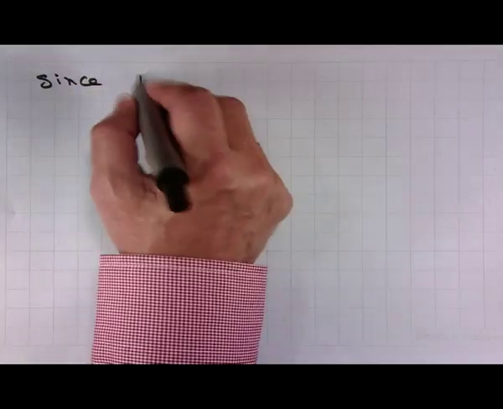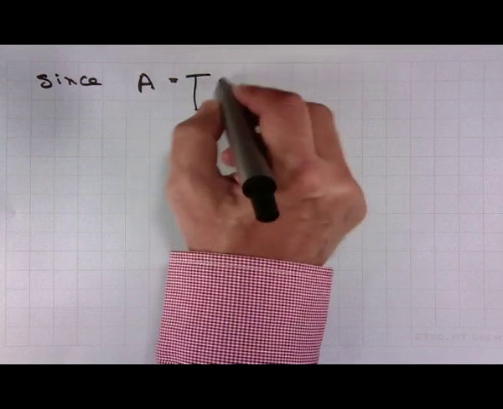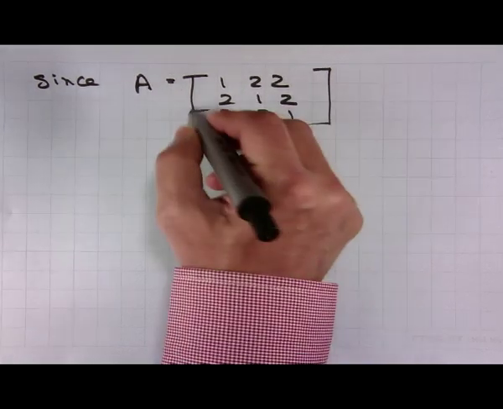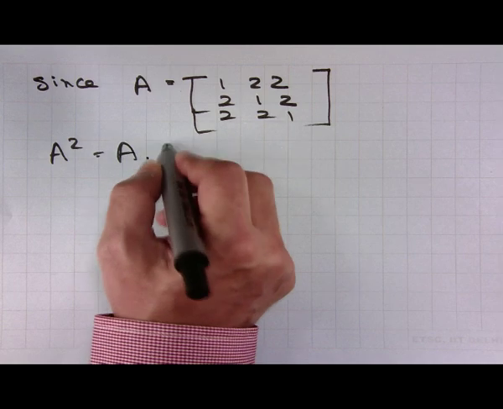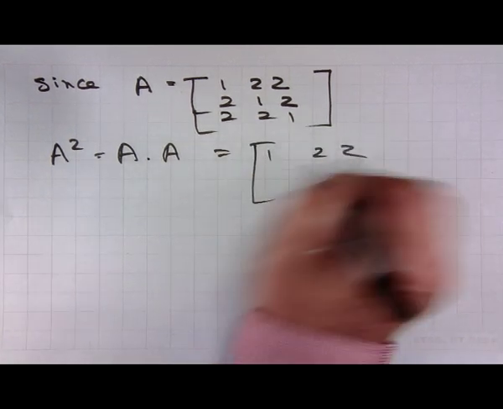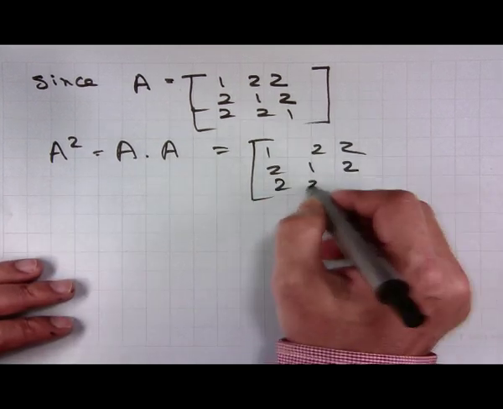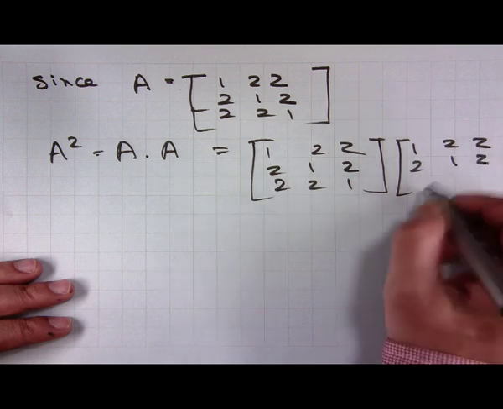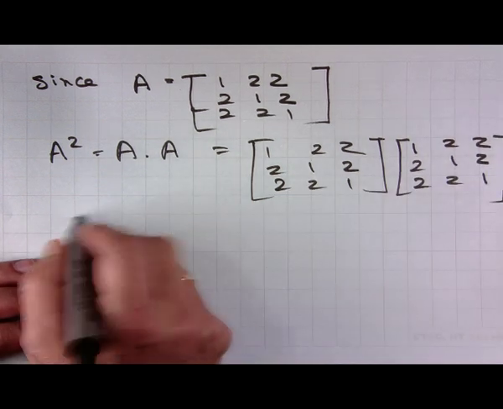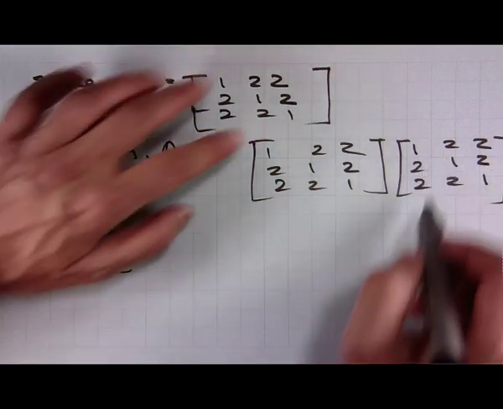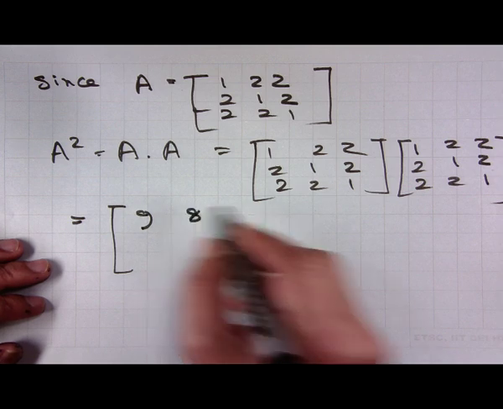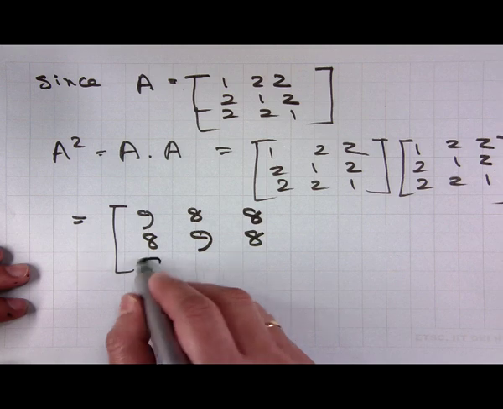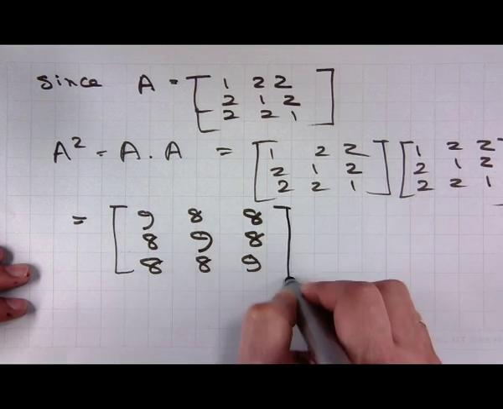Since A is equal to 1 2 2, 2 1 2, 2 2 1, A square is equal to A into A, which is 1 2 2, 2 1 2, 2 2 1 multiplied by 1 2 2, 2 1 2, 2 2 1, is equal to 9 8 8, 8 9 8, 8 8 9.